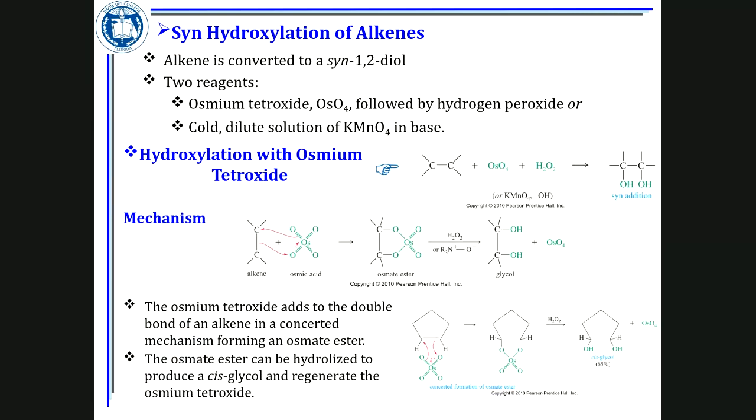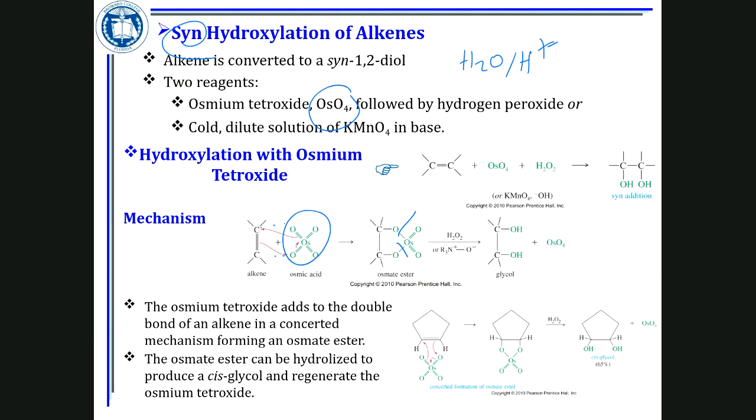Now, syn addition of the diol has a different reagent, so it's not the H2O plus H plus, or acidic water. It is osmium tetroxide, and based on the mechanism or the structure of osmium tetroxide, you see that this is going to form the bridge again, and then you're going to break the bridge after you hydrolyze this. So first this bridge is forming from the same side.